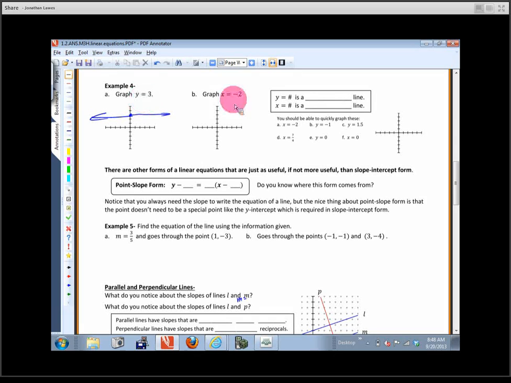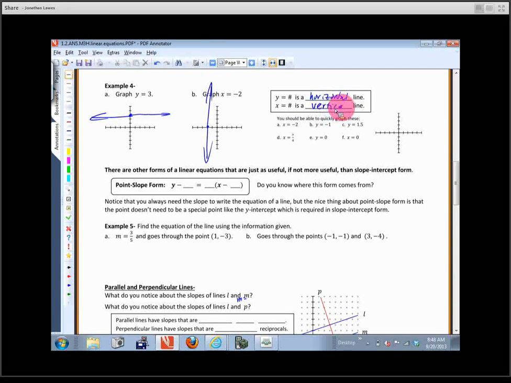So by the same argument, this is telling me that x has to be -2, but y can be anything I want. So I can go as far up as I want, pretend that's straight up and down, okay, and as far down as I want. So if I get y equals a number, what type of line is that? Horizontal. Okay, please don't forget that. Y equals a number is a horizontal line. X equals a number then is a vertical line.